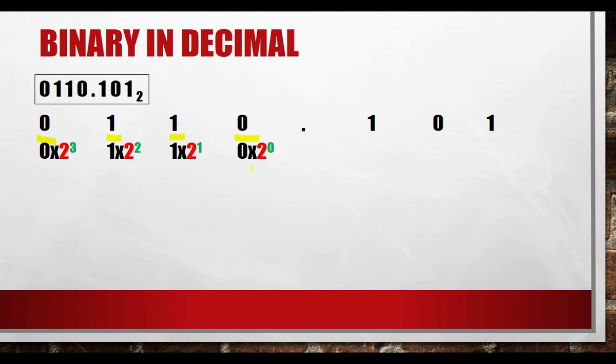Then after that, let's start working on the fractional part. Let's start with the first bit of our fractional part. This will be multiplied with 2, but the exponent will start at -1. Then for the second bit, it will be -2. And then for the third bit, it will be -3. Now let's compute so that we'll be able to solve each bit.